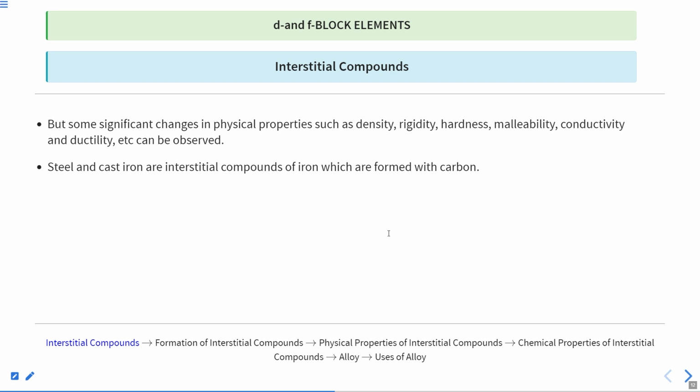So, density increases, rigidity increases, hardness increases. But metallic properties like malleability, conductivity, and ductility all decrease, right? They become brittle compared to the parent compound. So if you try to hammer them and convert them into a sheet, there is a chance that the crystal will break down. Now, steel and cast iron are interstitial compounds which are formed with carbon. We take iron and fill the interstitial sites with carbon to get steel and cast iron.